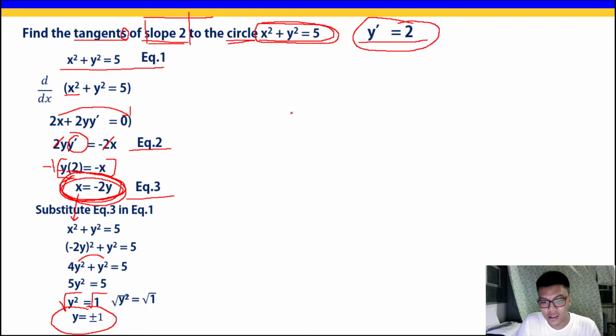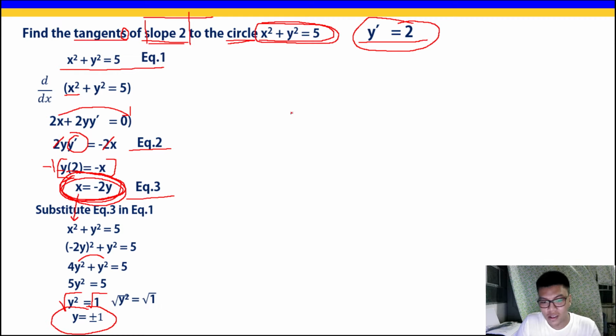Okay, now we have y is equal to positive or negative 1. Now, we're going to solve for x. So nakuha na natin yung x is equal to negative 2y, di ba? We solve for x naman. So if y is equal to 1, what is the value of x? Using x is equal to negative 2y, palitan lang ng 1 to. So we have negative 2. Negative 2 times 1, negative 2.